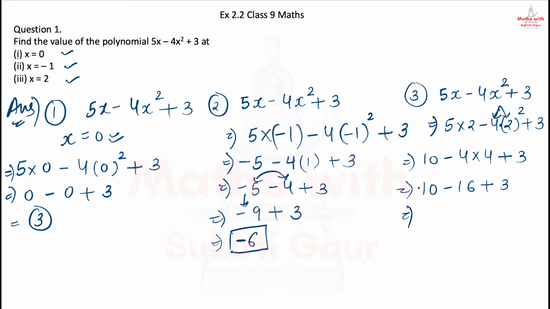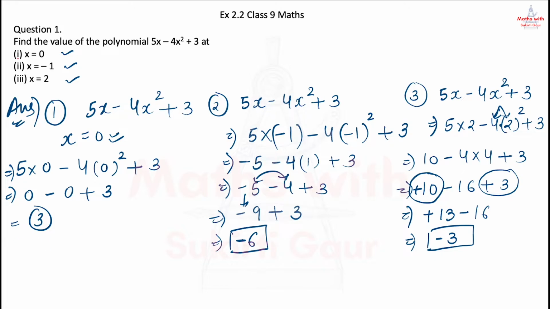Now here, according to BODMAS, we'll be adding first. So we have plus 10 and plus 3. Plus 10 and plus 3 will give us plus 13, minus 16. Plus minus is minus, 16 minus 13 will give us 3, and the sign will come of the greater number. So these are the three parts of the first question, and these are the values of the polynomial at different values.